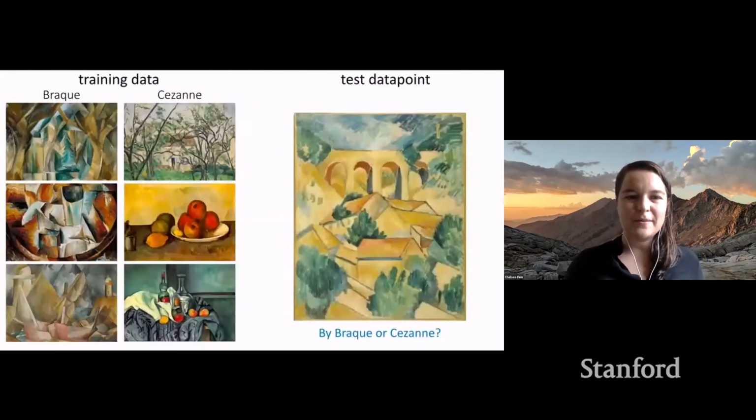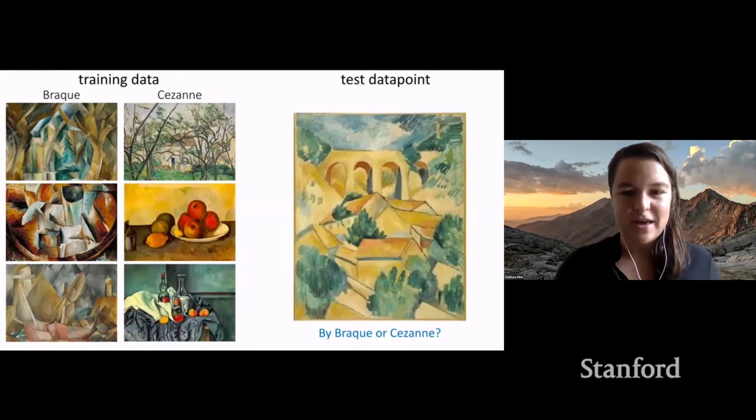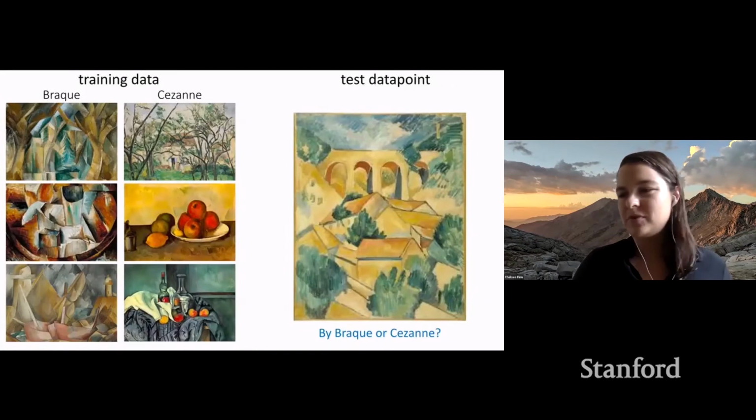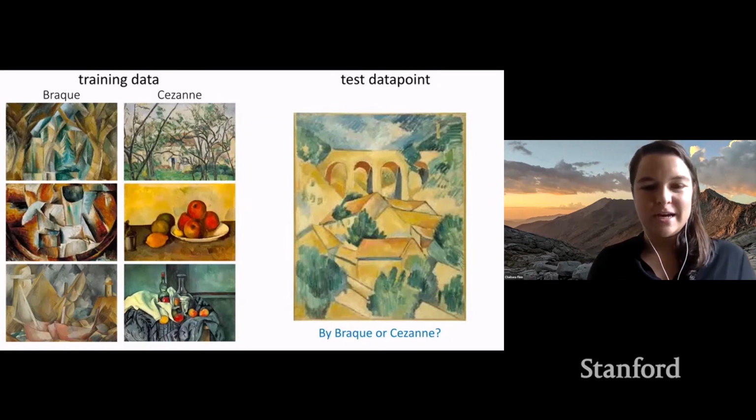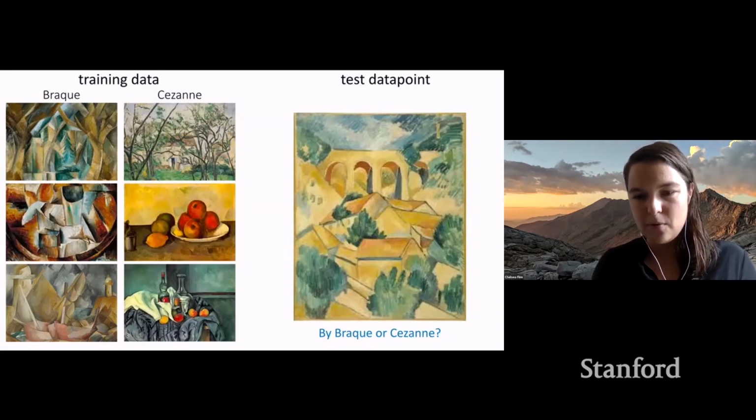Here we go. So in particular, I'm going to give you a training data set. Your training data is on the left. You have 6 data points. The three data points on the left are paintings by Braque, and the 3 data points on the right are paintings by Cezanne. And your goal is, given this training data, can you classify which painter painted the right data point? And I'm going to do this with a poll.